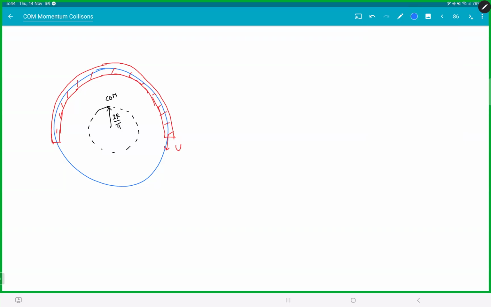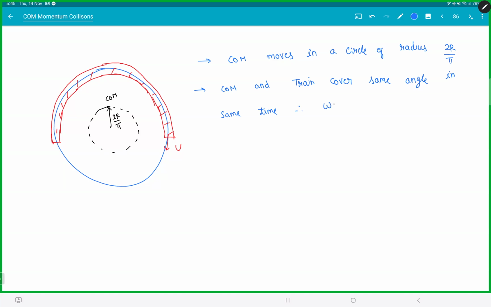So what remains same for both of them? Angular velocity. They cover same angle in same amount of time. So center of mass moves in a circle of radius 2r by pi. The center of mass and the train cover same angle in same time. That means they have same angular velocity. Therefore, omega is same.